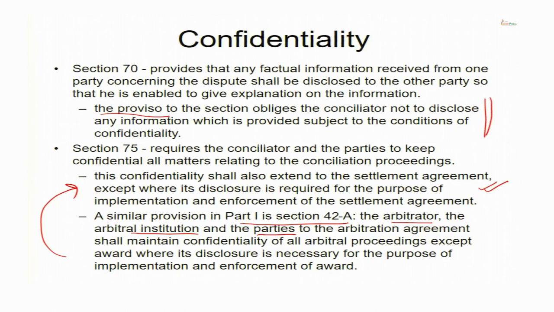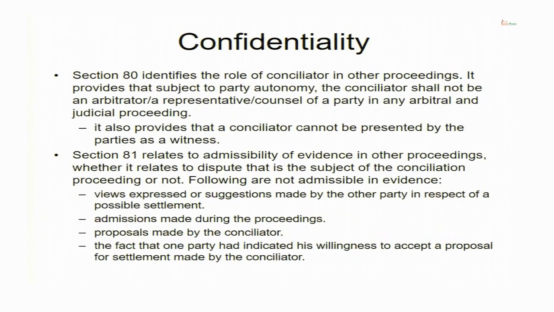We did not have it in Section 75 because settlement agreements are not going to be challenged. So therefore, some amendments are required in Section 42A, which I just mentioned. We may think of including the word institution here in the proviso also. Let's not put the obligation of confidentiality only on the conciliator and parties. In case institutions are involved in the process, the obligation should also be there on the institutions.